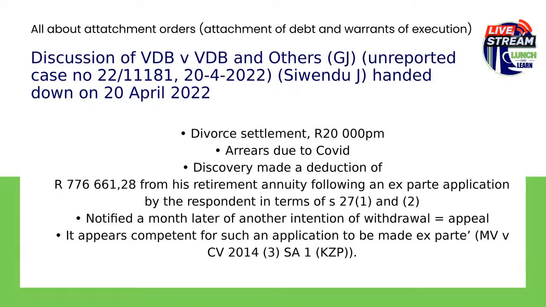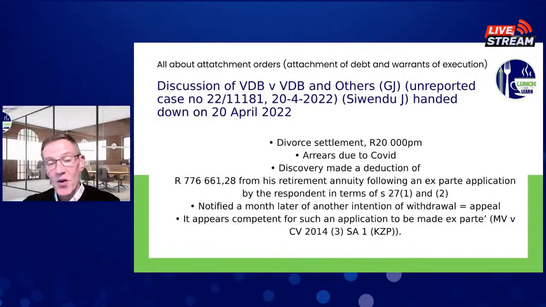What happened after that was an amount of over 750,000 Rand was attached by the sheriff of the court, in terms of the court order, from the Discovery policy or annuity that the respondent had. So he only had first knowledge of that when he received a WhatsApp message or an SMS notification that nearly R750,000 was deducted from his retirement annuity or the policy that he held at Discovery.